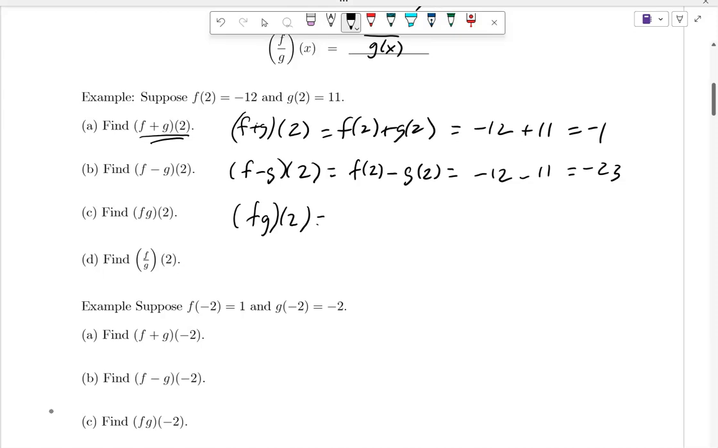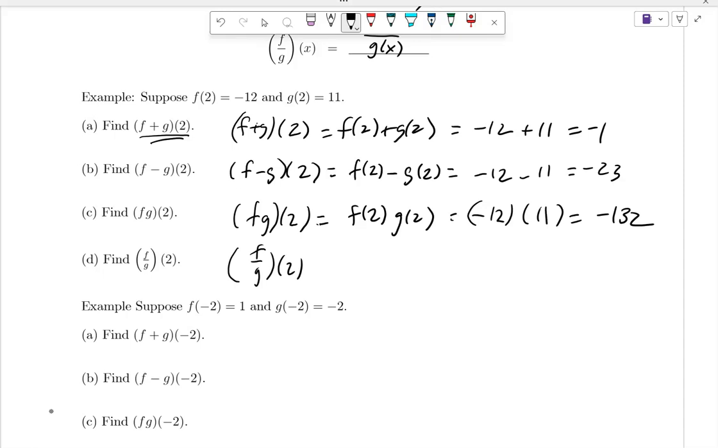For the next one, what will we do? Negative 12 times 11. Good. Yep. We'll multiply the outputs together. You get negative 132. And then finally, in the last one, we'll divide them. And we'll get negative 12 over 11.